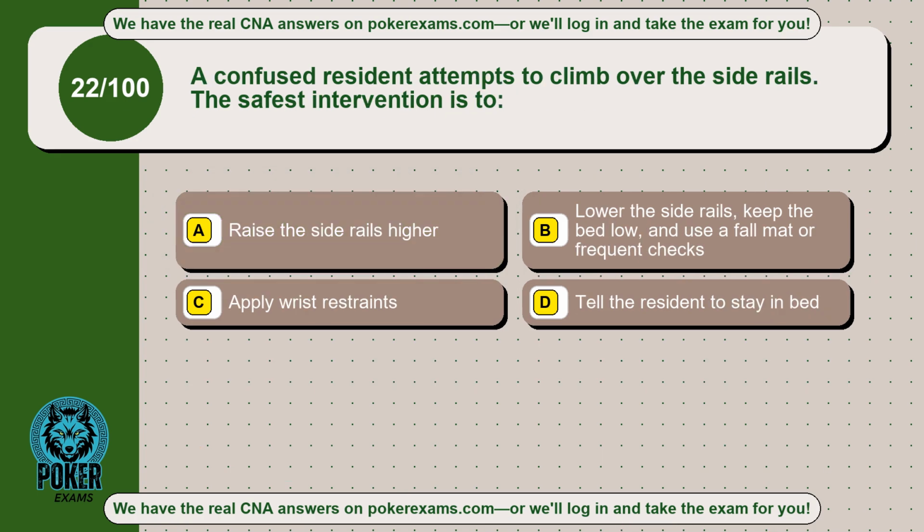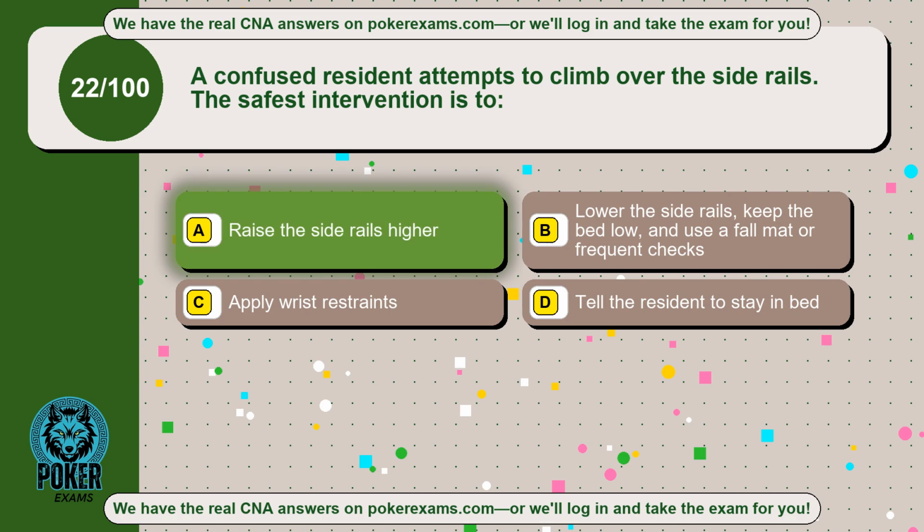Question 22. A confused resident attempts to climb over the side rails. The safest intervention is to: Option A, raise the side rails higher. Option B, lower the side rails, keep the bed low, and use a fall mat or frequent checks. Option C, apply wrist restraints. Option D, tell the resident to stay in bed.